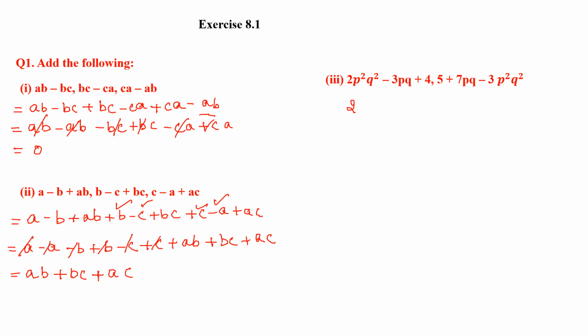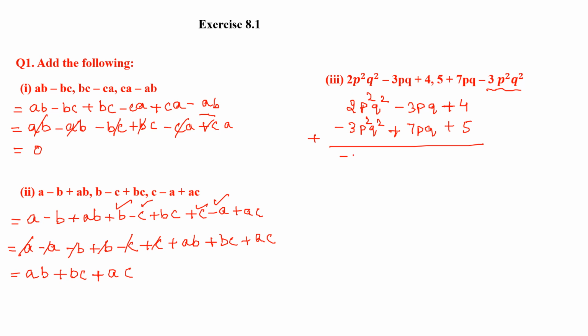So 2p square q square minus 3pq plus 4. Now the second expression you have to write below it in such a way that like terms should fall one below the other. So p square q square, I can see it is here. So I will write here minus 3p square q square, then plus 7pq and then plus 5. Now add it. So 2 minus 3 will give you minus 1.